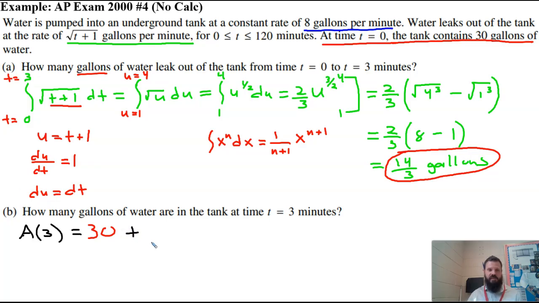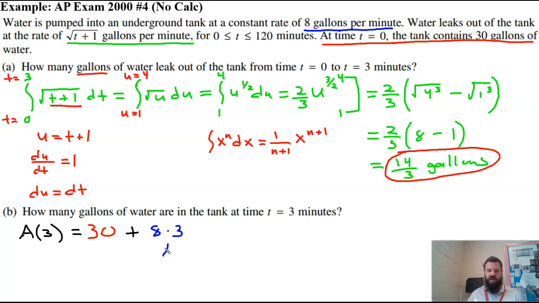Okay, plus, we want to think about what came into the tank here. And my rate in is pretty simple. It's just 8 gallons per minute. So I'm going to write that as just an 8 times 3. Okay, 8 gallons per minute times 3 minutes.